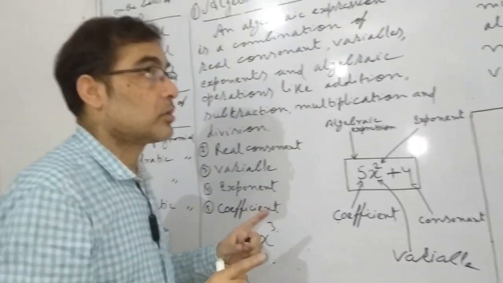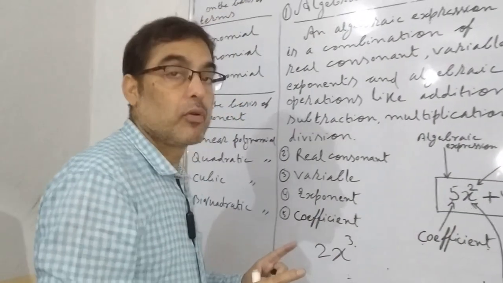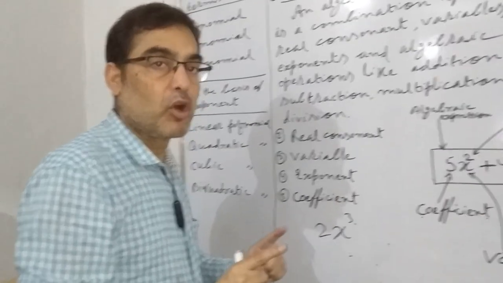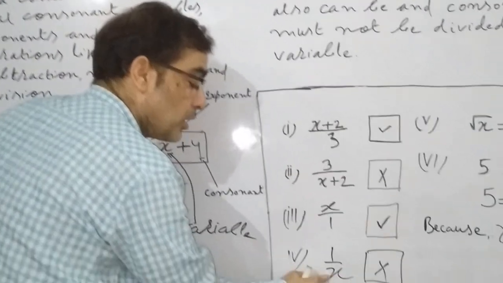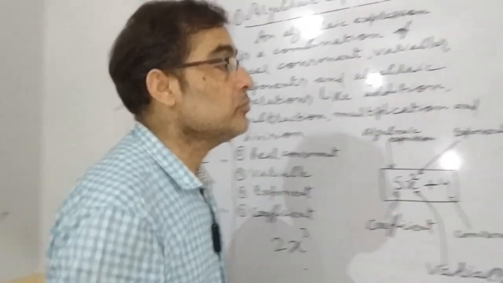If there is a negative integer power, then it will not be a polynomial. If a constant is divided by a variable, then it will not be a polynomial.